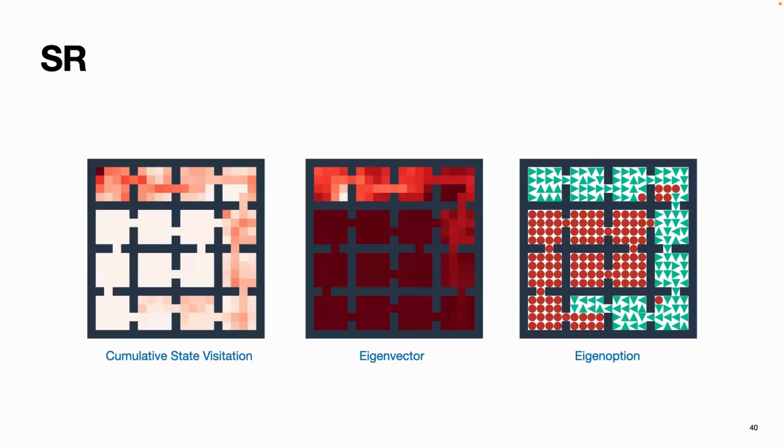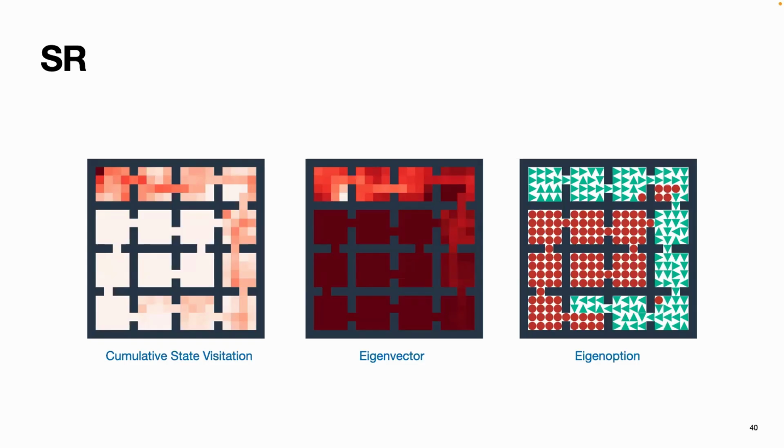Now, let me give you a practical example of the ROD cycle. Here, we're using the successor representation for the ROD cycle. On the left, we have the cumulative state visitation of the agent. So for the iterations of the ROD cycle that we've run, what are the cumulative visitations to every state in the environment? In the middle, we have the eigenvector. You can see that it sort of correlates with the state visitation. It's lower in places where the agent has visited more, and higher value, deeper color, in places where the states are visited less.